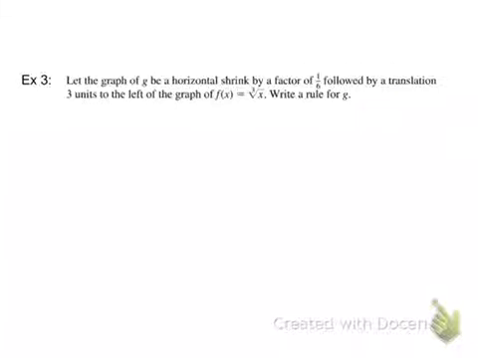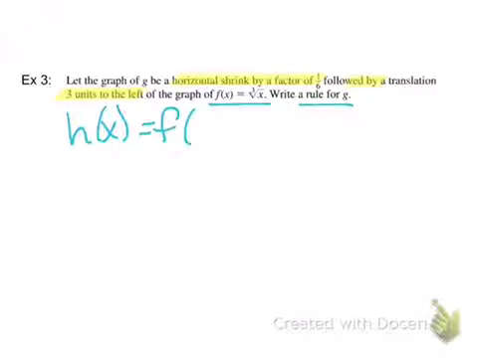Okay, example 3. Let the graph of g be a horizontal shrink by a factor of 1/6 followed by a translation 3 units to the left. So let's do that real quick. If we're starting with f of x equals the cube root of x, and we have to write a rule for g. Remember, we have two things because there's a followed by. So I start with h of x equals horizontal shrink by a factor of 1/6. So that means I have f of 6x because it's horizontal, it's flipped.